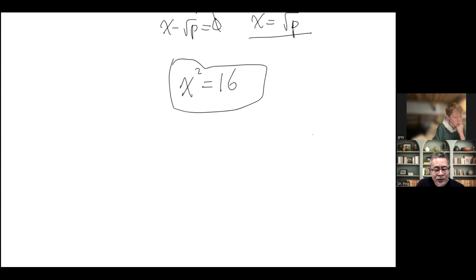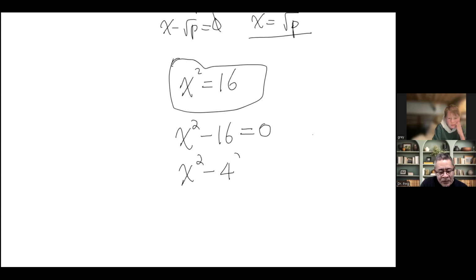Well, that's not the case. Remember how we did earlier on? I need you to pay attention here. This is x squared minus 16 equal to 0. Now, this is x squared minus 4 squared, right? 16 is 4 squared. So that basically breaks down to x plus 4 times x minus 4 equal to 0.